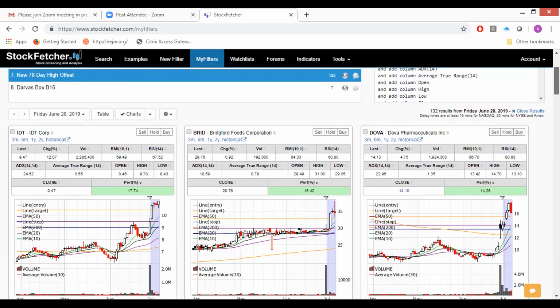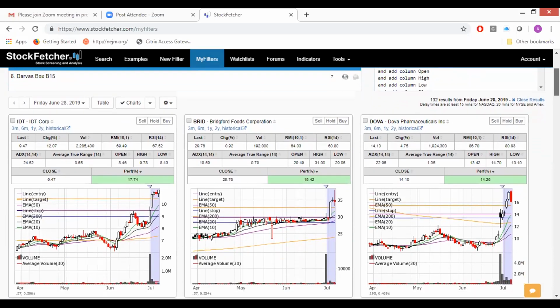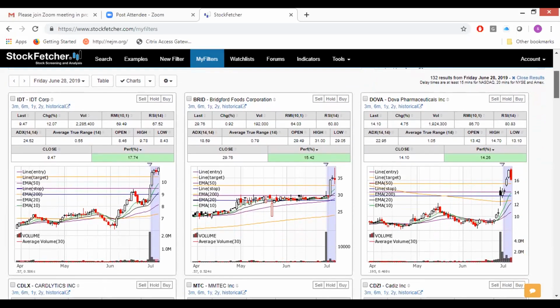Now you have more options here. Okay, so this is a nice one. IDT looks good. See, all the 200 EMAs are going upward. Okay, so this is 200. What is that? I'm trying to just remind myself. Historical.